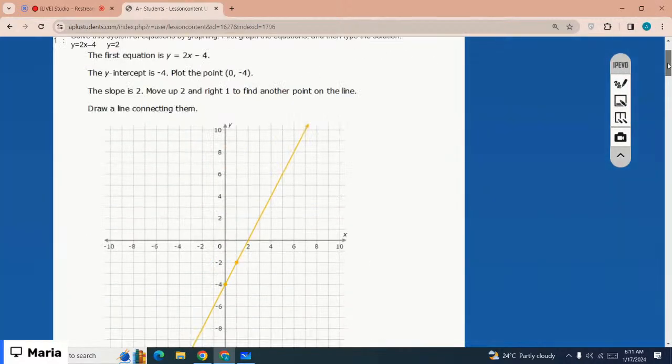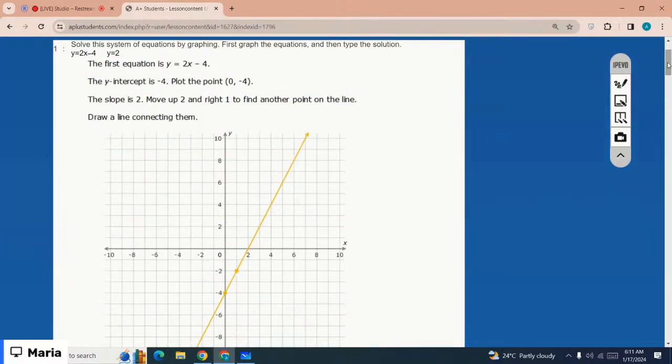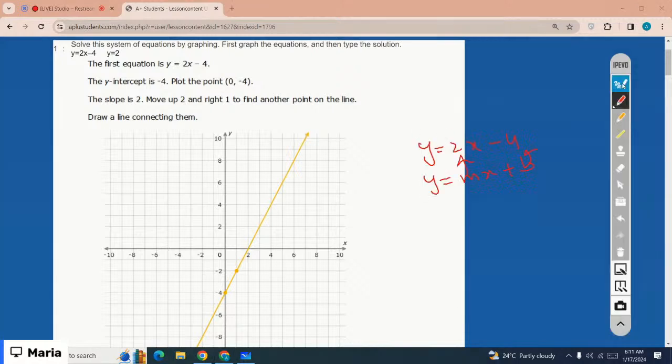Okay, for the first equation, here is equation number 1. The slope is 2. The y-intercept is 0, negative 4. So here is the y-intercept, right? Then you have the slope is 2. That means you need to move up 2 and right 1, right? So here is another point when you move up and right 1. So just connect these 2 points and make a line.